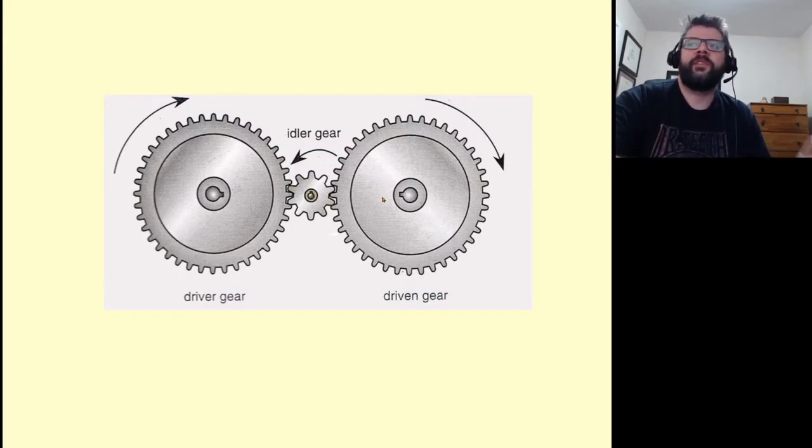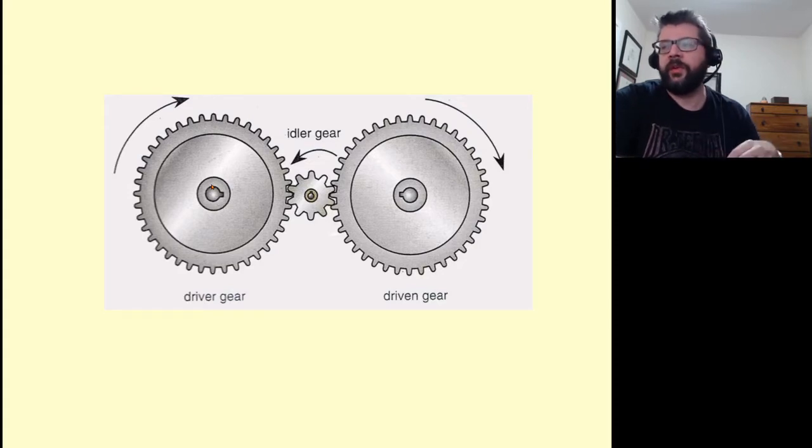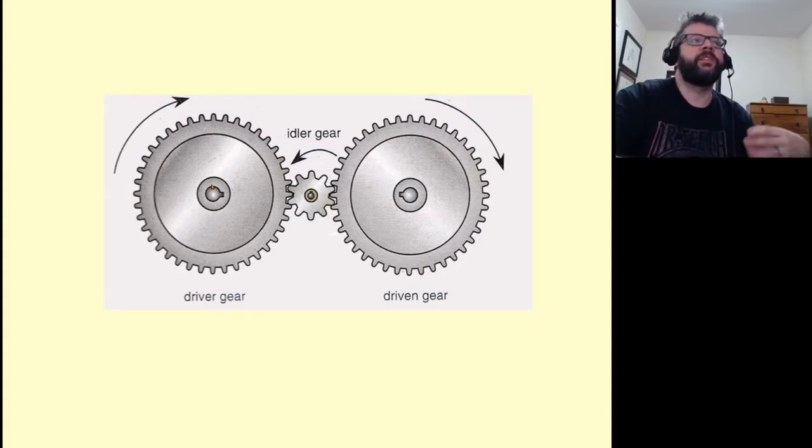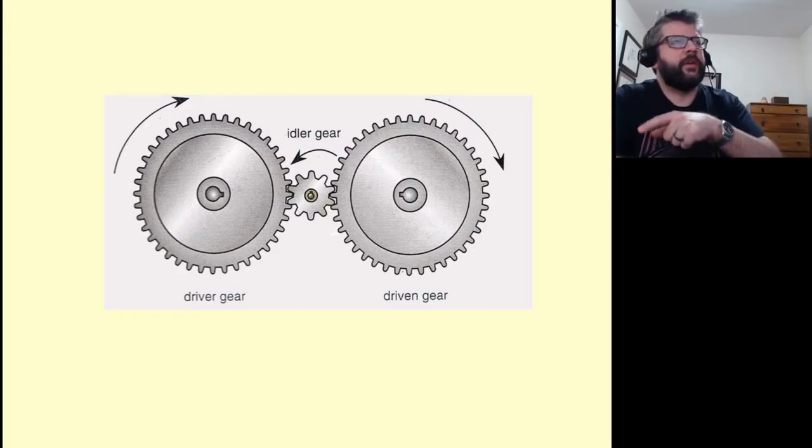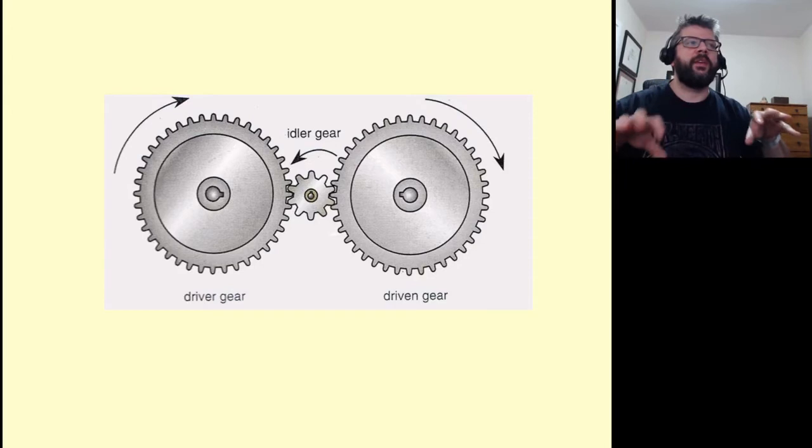You can also have setups where you have a different number of teeth for the driver gear and the driven gear, while still having an idler gear in the middle. So then you're still going to affect some change in the torque and the rotational speed, but the idler gear in the middle ensures that both the driver gear and the driven gear are going to be rotating in the same direction.